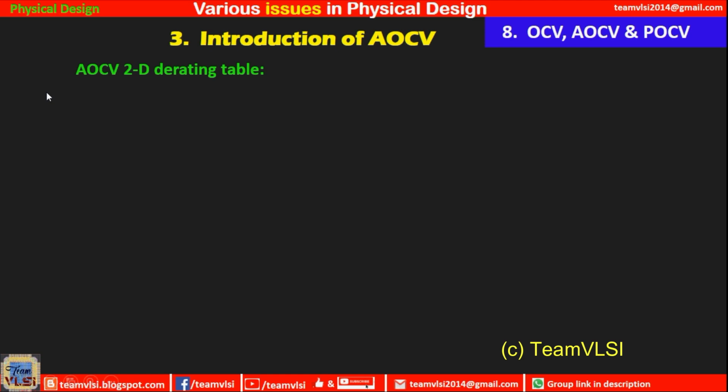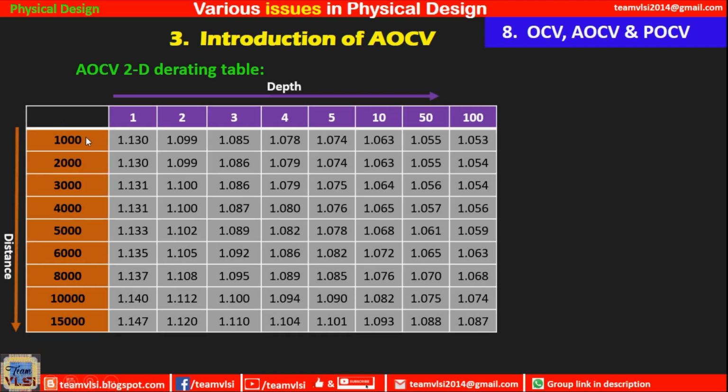Here is an AOCV 2D derating table. You can see here the derating table of AOCV for a cell. This is just an example, not the exact values. In the x-axis we have depth, and in the negative y-axis we have distance. So in this way our distance is increasing, and in this way our depth is increasing.